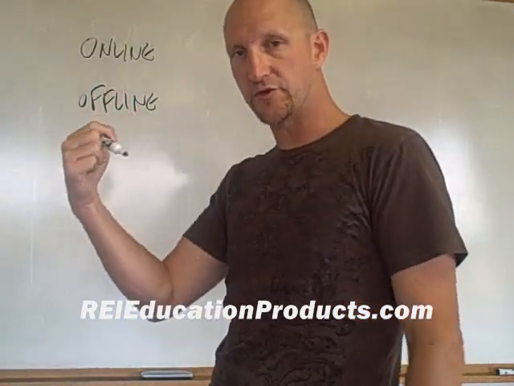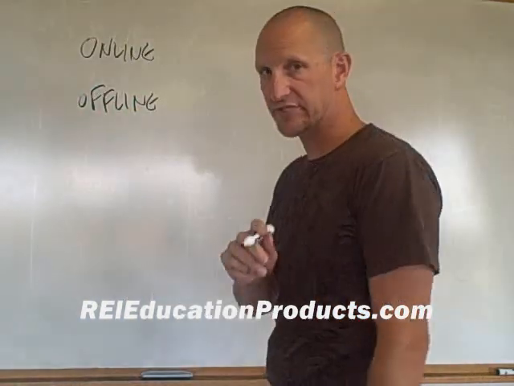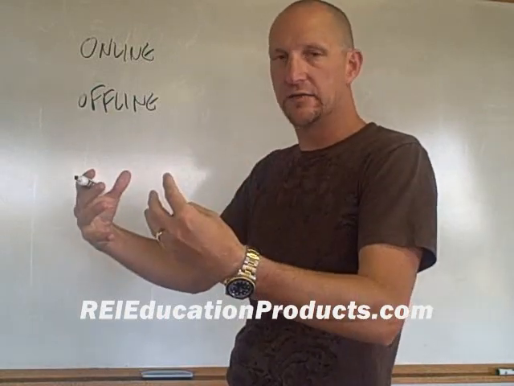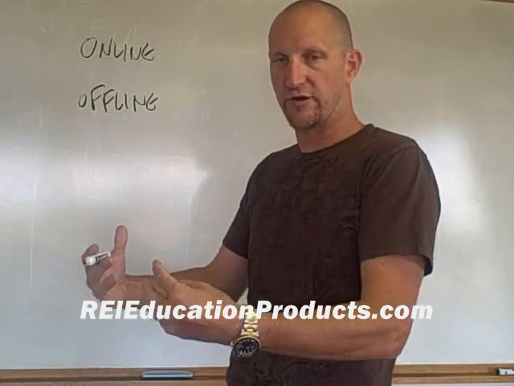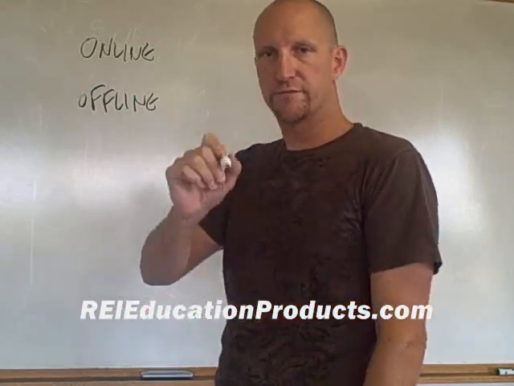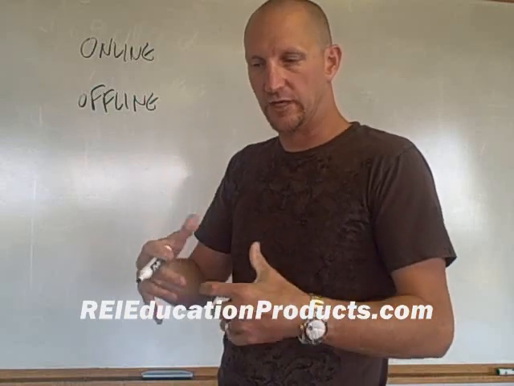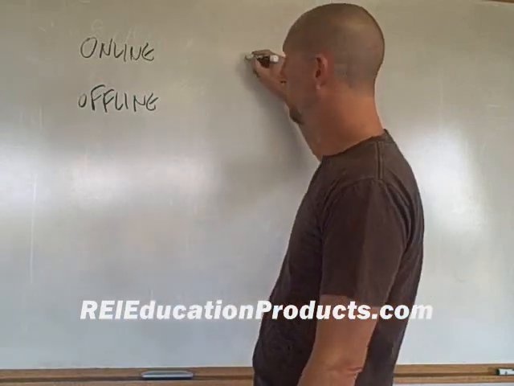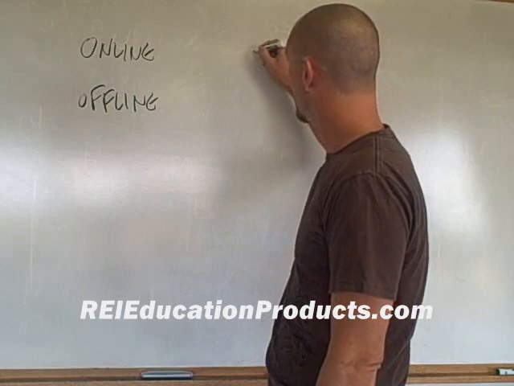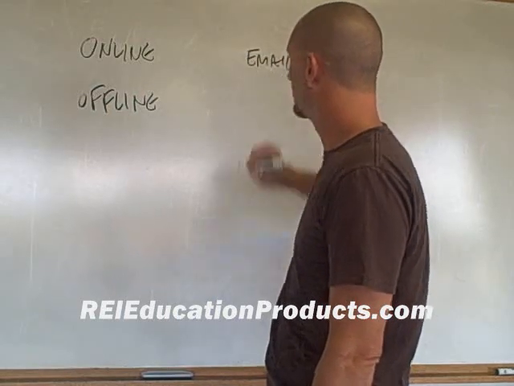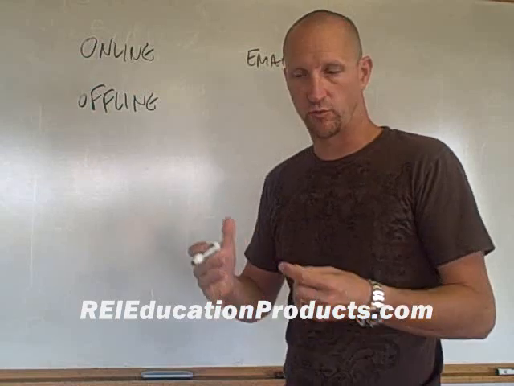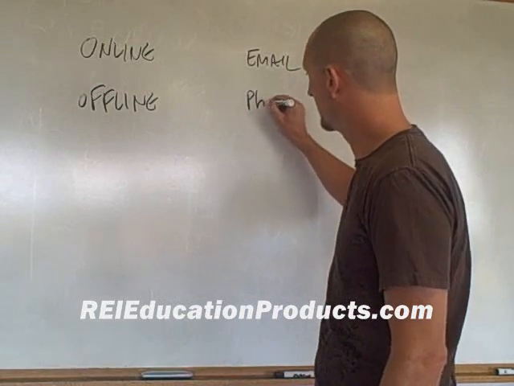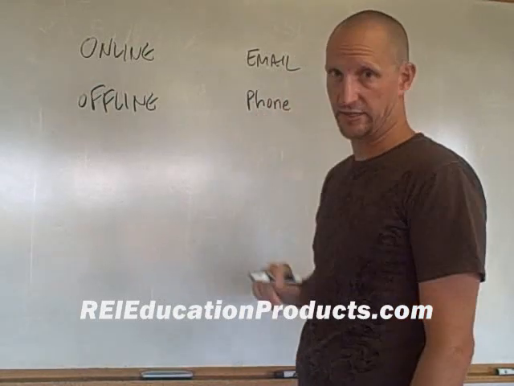Now, let's look at the other side of the equation, because the other side is, where are you taking these people? Whether they're coming through online lead generation or offline lead generation, where are they ultimately going? Well, there's two funnels that a successful marketing process needs to create to automate this whole thing. One is an email campaign or an email process, and the other is a phone system.